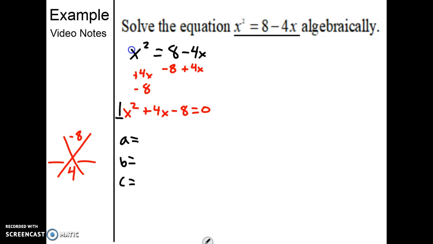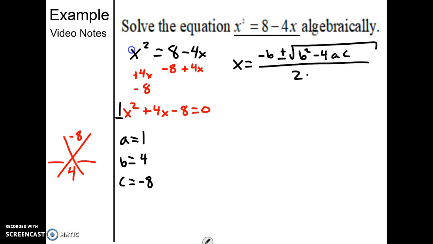In this case, there's a 1 out in front of that x squared, so a is 1, b is 4, and c is negative 8. And the quadratic formula is the opposite of b plus or minus the square root of b squared minus 4ac, all over 2 times a. Now what we need to do is plug in those values.